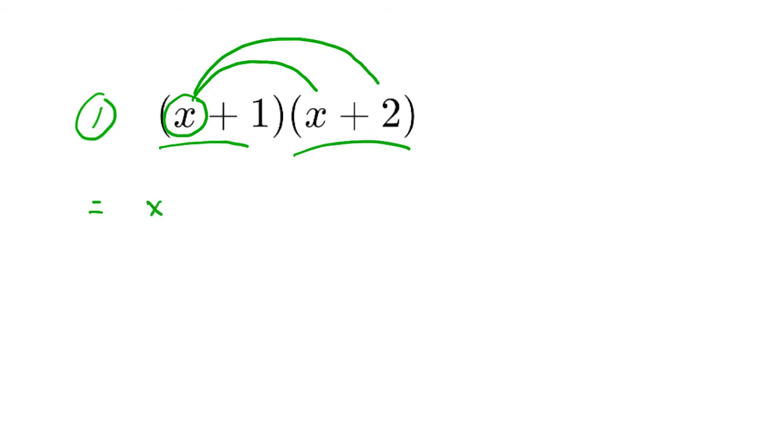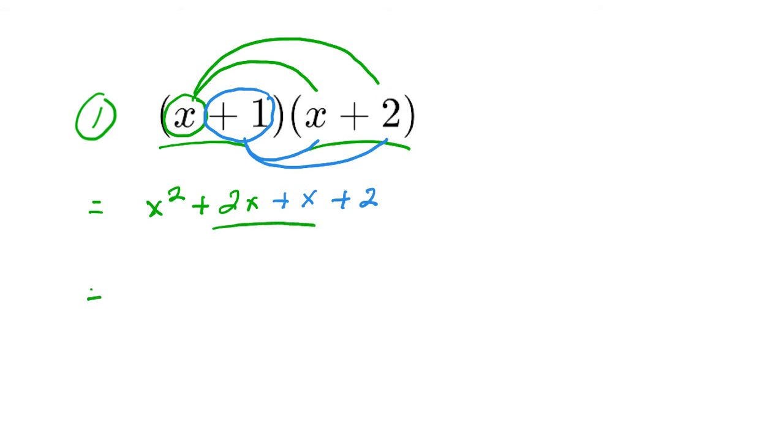So x times x is x squared, and x times 2 is 2x. I'm then going to take the second term along with its sign and distribute that into the second bracket. So that becomes 1x, and 1 times 2 is 2. Now we're at a place where we will collect like terms and simplify. The like terms are nicely collected for us, so we're going to have x squared plus 3x plus 2.